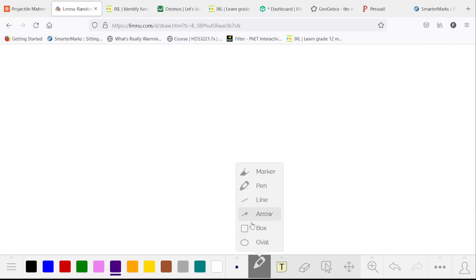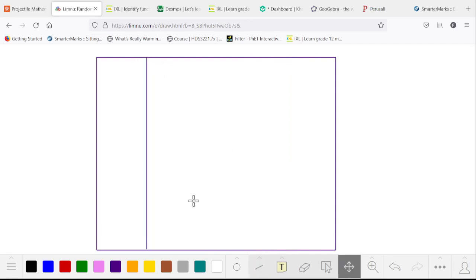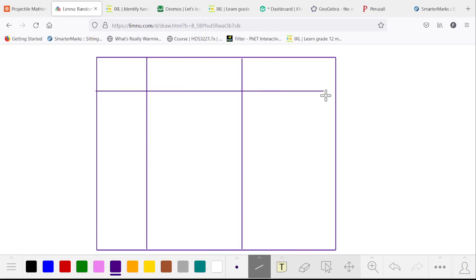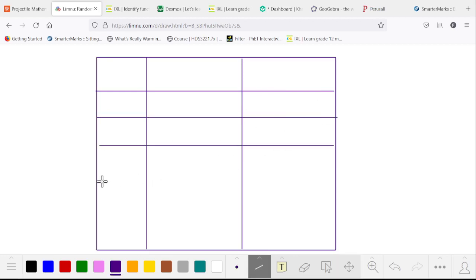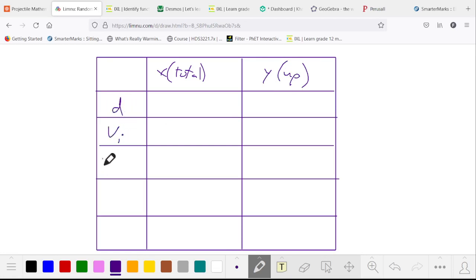Let's chart it out, and we'll see what actual information we have. Again, I am going to consider the horizontal the total time, and the vertical the time up. So there's 2 variables, 3 variables, and there's our 5 variables. So our x is total, and our y is just up. D, vi, vf, a, and t.